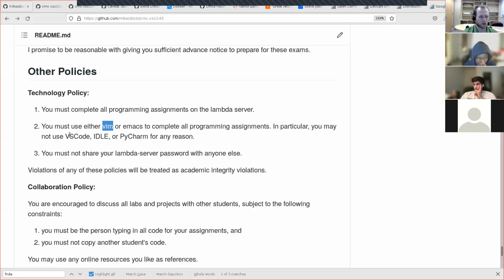And so other IDEs or text editors that you might have used previously are not allowed in this class for any reason. If you are one of the sorts of people who prefers Emacs to Vim, I will allow you to use Emacs. I will just stare at you menacingly, and I won't think less of you, but I might make fun of you.